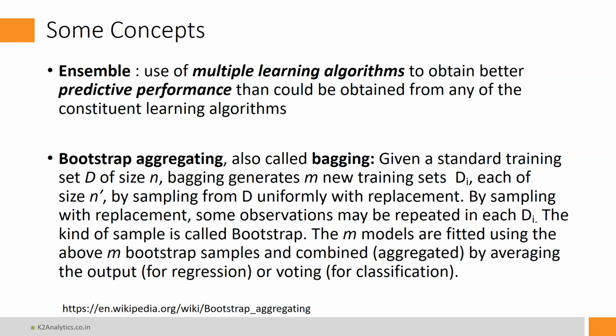Bootstrap aggregation. Let's first understand the term bootstrap. Assume you have a small data set of only 10 records, 10 data points. Say, the ages of only 10 randomly picked students from a school. Those students can be from 1st standard, 5th standard, 3rd standard, so all students from, say, the primary section, and 10 ages are there.